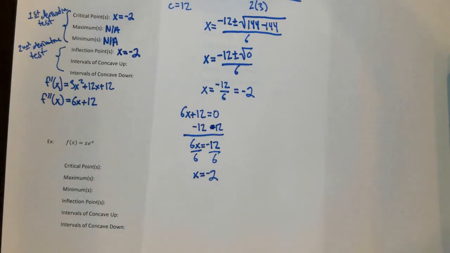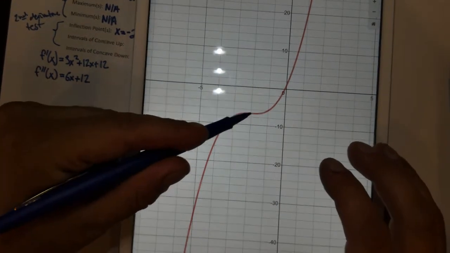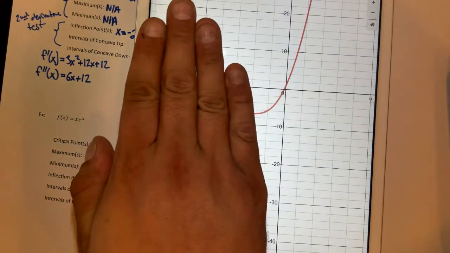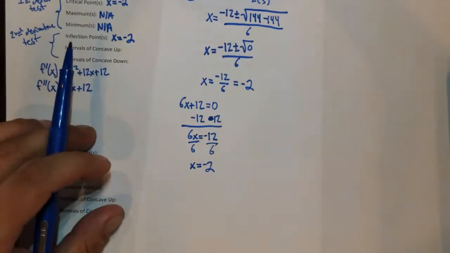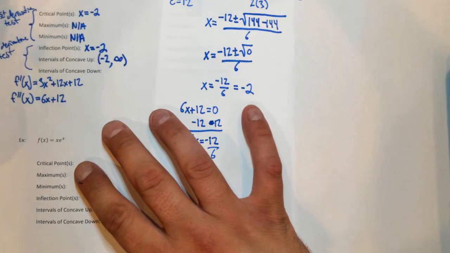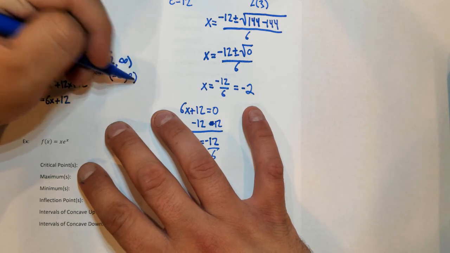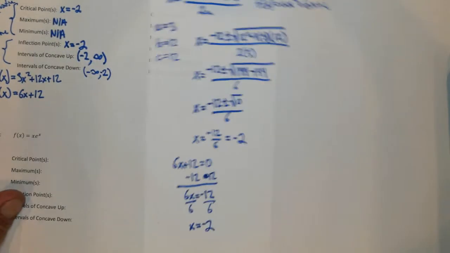And we saw that that is an inflection point, right? Negative 2 is right here. So before that, on the left here, this is concave down, and to the right of it, it's concave up. So intervals of concave up would be from negative 2 to infinity, and intervals of concave down would be from negative infinity to negative 2, right? To the left is concave down, and then to the right is concave up. Awesome. Let's take a look at another example here.